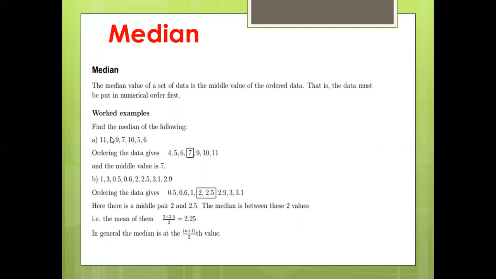Here is an example for median. Find the median of the following: 11, 4, 9, 7, 10, 5, 6. Arrange this data in ascending order. Then what do we get? First the smallest value 4, then 5, 6, 7, 9, 10, 11. Here the number of values is 1, 2, 3, 4, 5, 6, 7. The middle value is the fourth one, which is 7. So the middle value is 7.